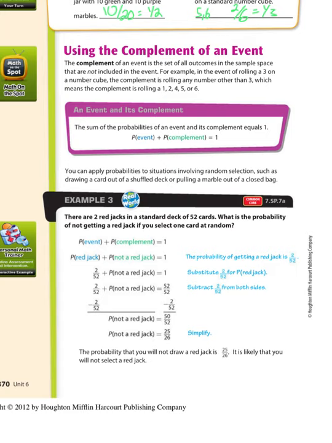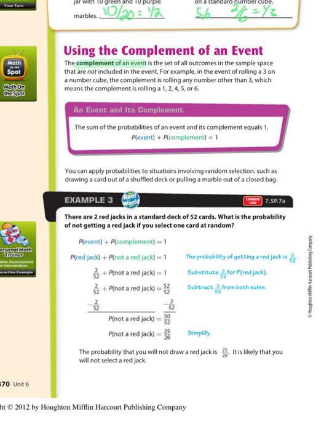All right, so another vocab word that we're not going to go as in-depth with, but we will touch on, is the complement of an event. The complement is the set of outcomes that are not included in the event. So, for example, if the event is rolling a 3, the complement would be not rolling a 3, which means numbers 1, 2, 4, 5, or 6 would work.